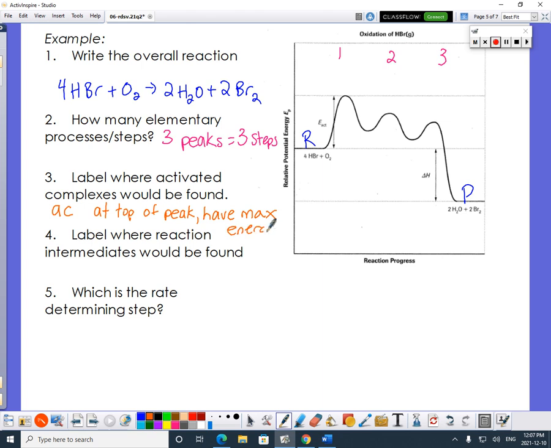Okay, so again, activated complexes, which in this diagram doesn't give any indication what they are. That's totally fine. I'm going to call them AC. You can call it whatever you want. They are at the top of the peak. They have the maximum amount of energy. And then same thing, reaction intermediates, I'll call them RI. They would be in the valleys because they're produced and then consumed.